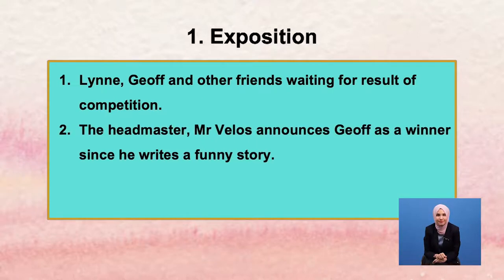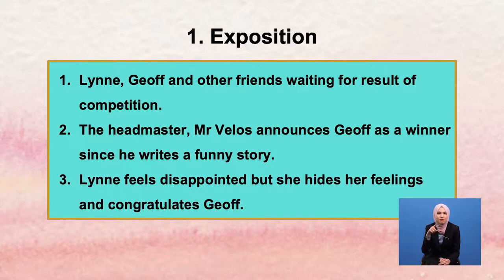The headmaster, Mr. Velos, announces Job as the winner since he writes a funny story. Lin is disappointed, but she hides her feelings and congratulates Job. Lin meets Job and she even jokes with him about how Mr. Velos drops the story from his mahogany table to select the winner.